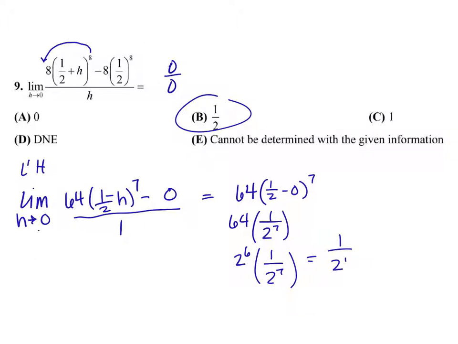Or you can multiply that out. I know not everybody realizes 2 to the 6th is 64, so you can multiply that out and break it down, and you'll get the same answer.